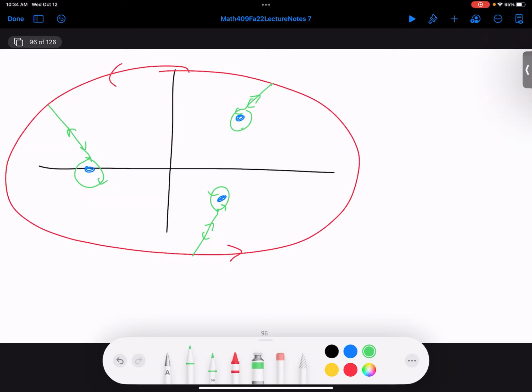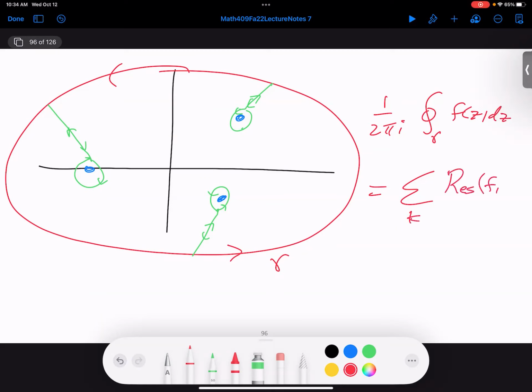And so what you would get is 1 over 2 pi i, the integral over the closed curve gamma of f of z dz is equal to a sum over k of the residue of f at z_k, where this is the negative first coefficient of f at the point z_k. So you can reduce evaluating the integrals to figure out what's going on just at a few key points.